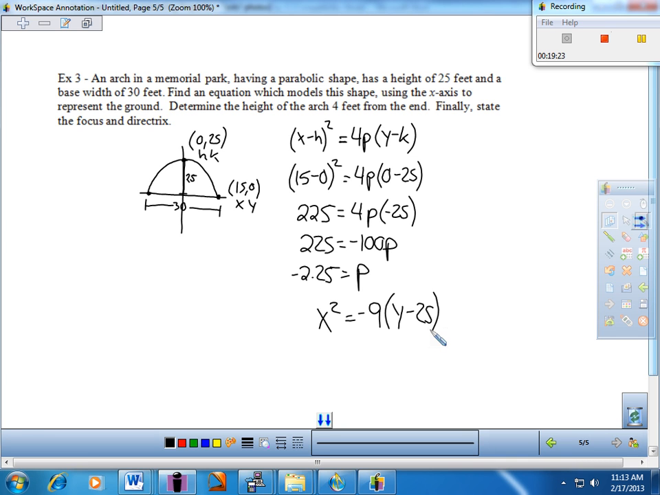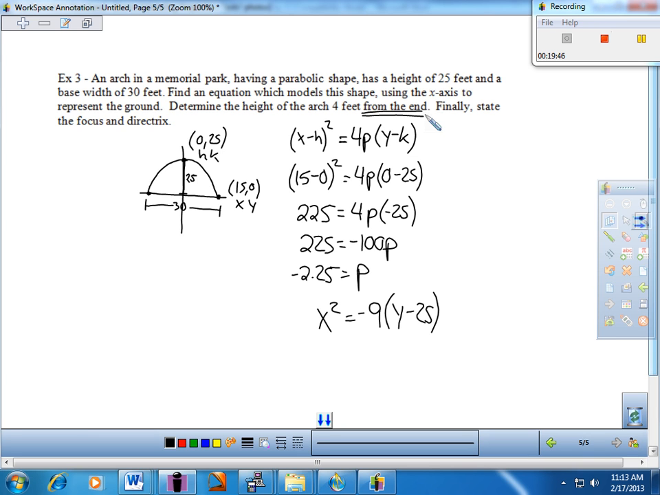Wow, take a look at that, make sure it matches up. Make sure you agree on everything before moving forward. But now this model right here is for the infinite number of points on this parabolic arch. Now let's finally answer this question. Determine the height of the arch 4 feet from the end.